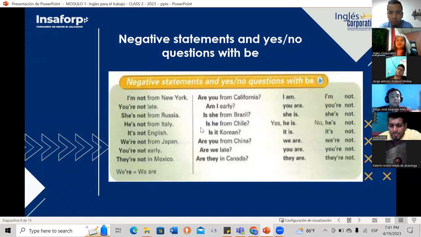Okay. ¿Tienen alguna pregunta, duda de la diferencia de un statement y una pregunta? El orden del verbo to be, ¿ven? Aquí va después del sujeto, después del pronoun. Y luego acá es al inicio. Como pregunta, cambia al inicio. ¿Ok? Do you have questions about this? ¿Preguntas? ¿Doubts? ¿Dudas?